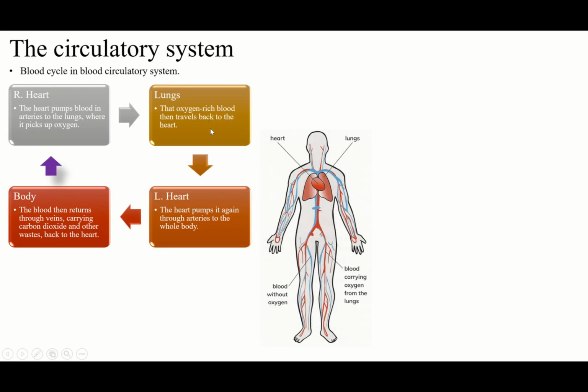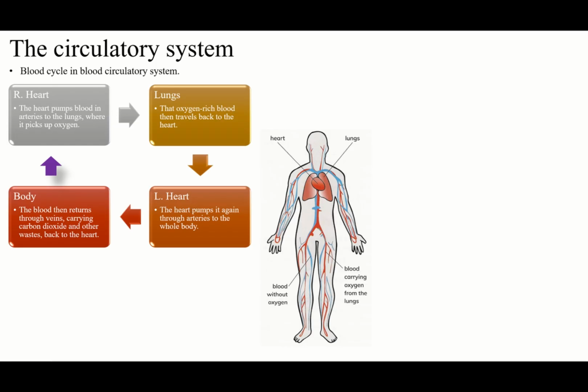So the second step: the oxygen-rich blood then travels back to the heart. You see, from the heart to the lungs and it's going to come back to the heart. You see, until now, 1, 2, 3. Let's go for the third step. So the heart pumps it again through the arteries.